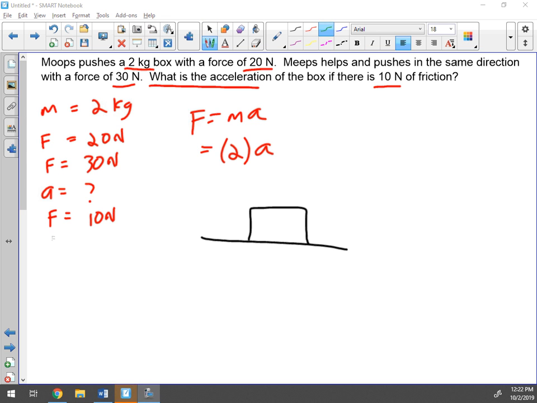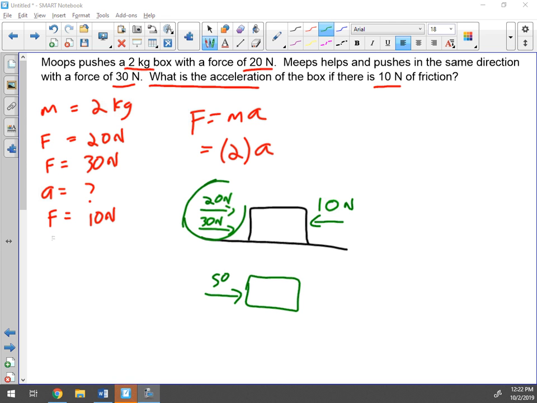I'm going to take a look. Moops is pushing it 20 newtons. And Moops is helping, pushing it in the same direction, 30. So that is going the same direction, 30. And then there is 10 newtons of friction, and if you recall, friction acts in the opposite direction as the motion. So that goes on this side. So the 20 and the 30, those are on the same side. So really, I can add those together, and I can pretend that we have something like this.